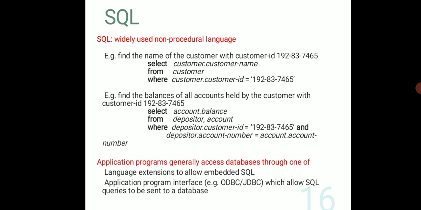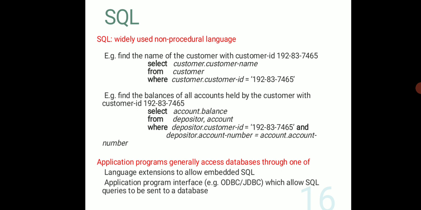The next example is: find the balances of all accounts held by the customer with customer ID 192.83.7465. Based on the customer ID, it will find the balance. So select account.balance from depositor, account. We have two tables, depositor and account, where depositor.customer_ID is that number and depositor.account_number is account.account_number. Both conditions must be true, so it will select the account balance from the depositor and account tables. Here we are using two tables and two conditions joined by the AND keyword.